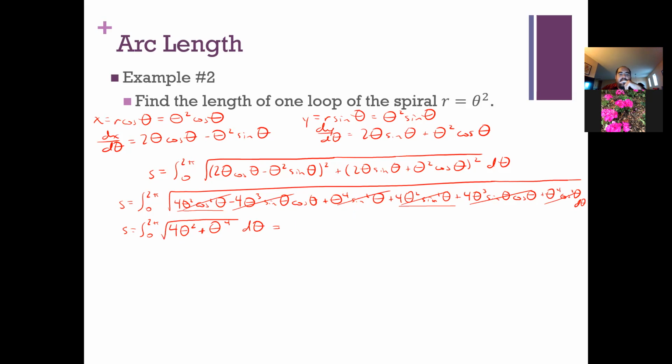So from here, can I do anything else? I can factor out a theta squared. So I get theta times 4 plus theta squared d theta. Is there some way we can integrate this?